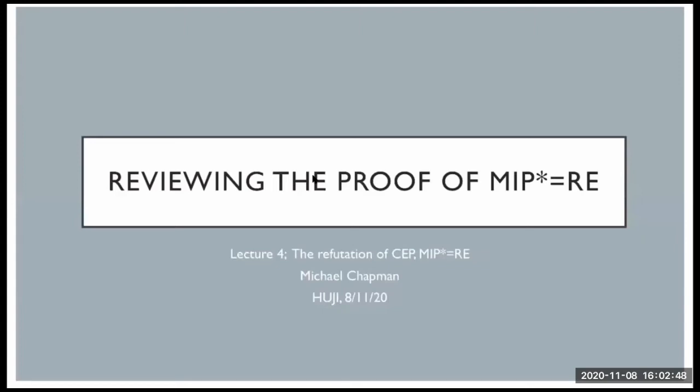Okay, great. So today's talk is dedicated to at least start reviewing the content of the proof itself of MIP star is equal to RE. Before we go that way, we will finish our discussion from last time about Cohn's embedding problem.